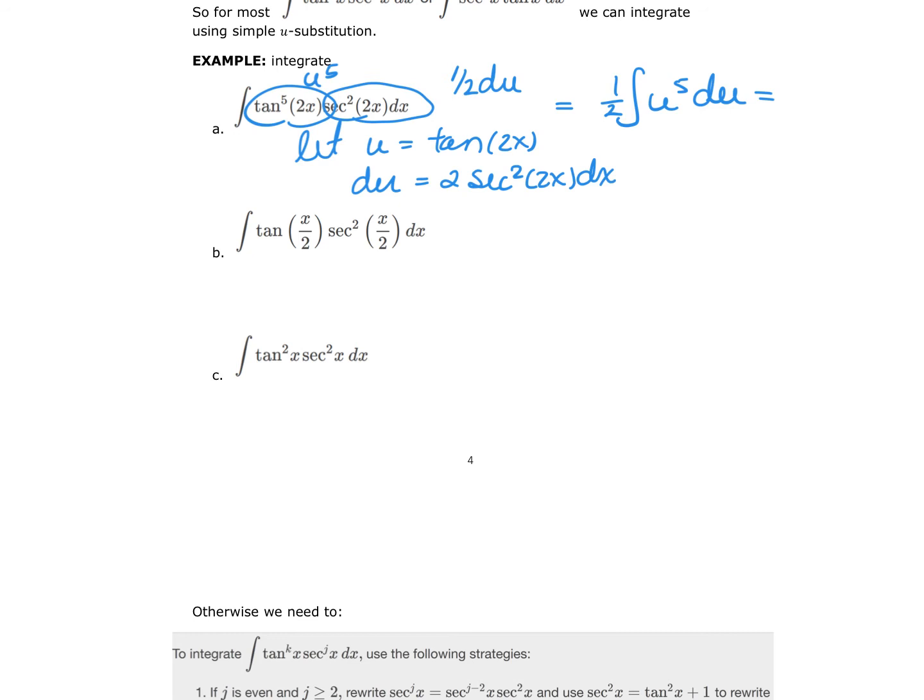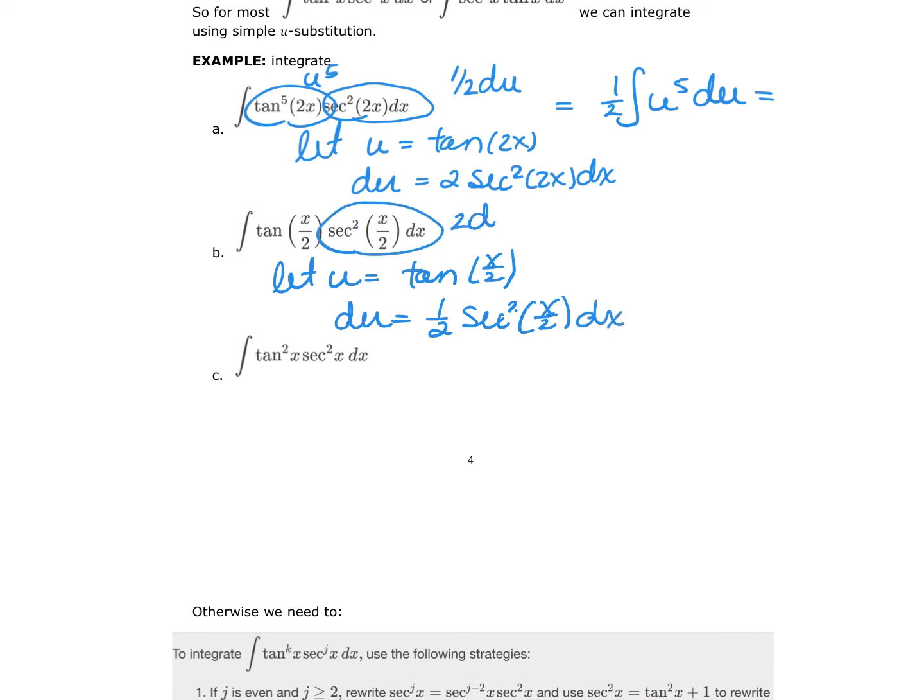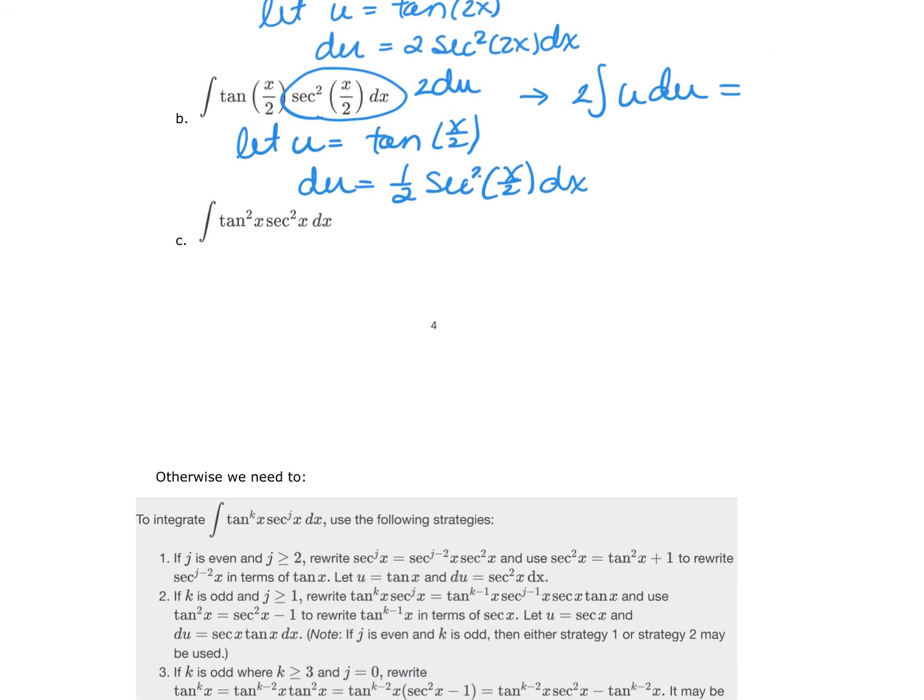Similarly, take a look at this. This is another one. Notice that the derivative of tangent is secant squared, so we're going to let u equal the tangent of x over 2. Du is going to equal 1/2 the secant squared of x over 2 dx. That means this gets replaced with 2 du. This integration becomes u multiplied by 2 du, and nice, easy back substitution. And in fact, C is similar, right? C is like, whew, we like C. C is let u equal, again, the tangent of x, and nice, easy substitution.